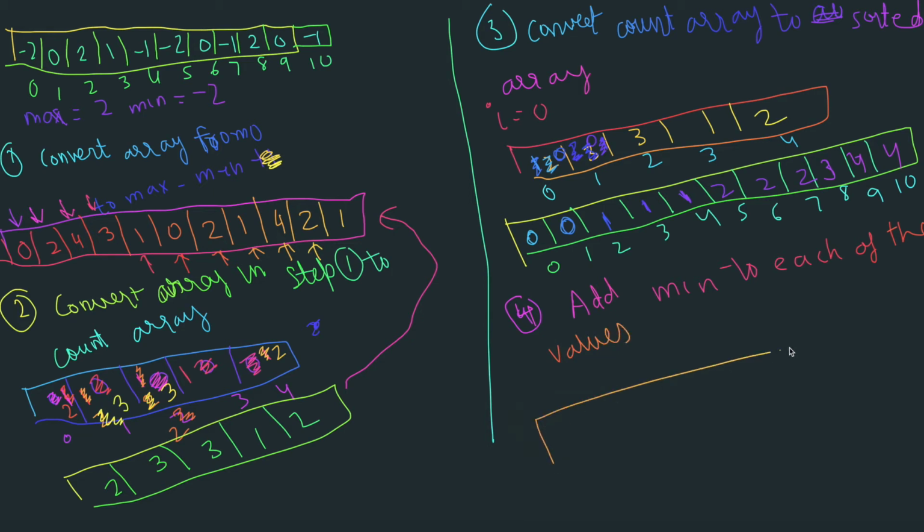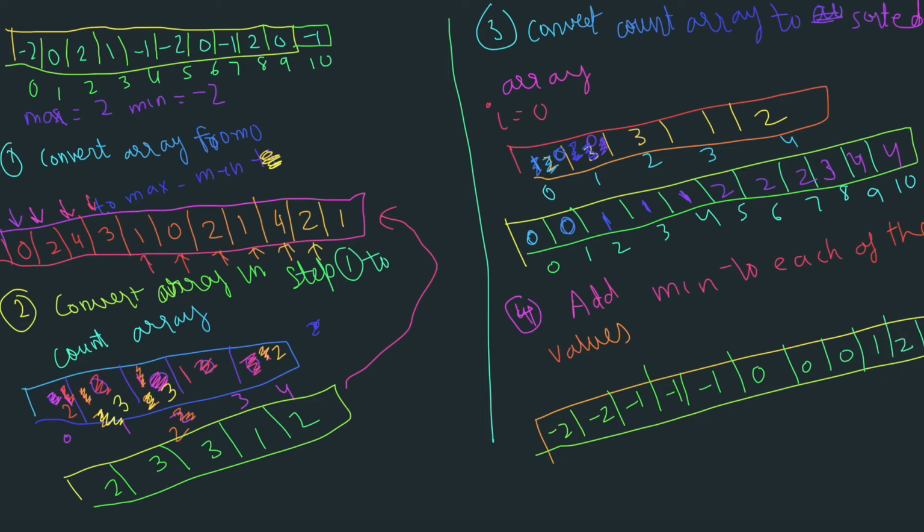So to the first index we add -2, it becomes -2. To the second index we add -2, it becomes -2. To the third one we add -2, it becomes -1, then -1, -1, and then 0 0 0, and then this is 1, and then there is the 2 and 2. So this is the sorted copy of the original array.